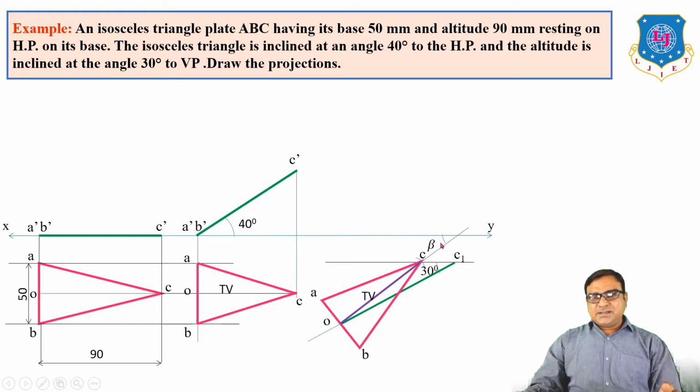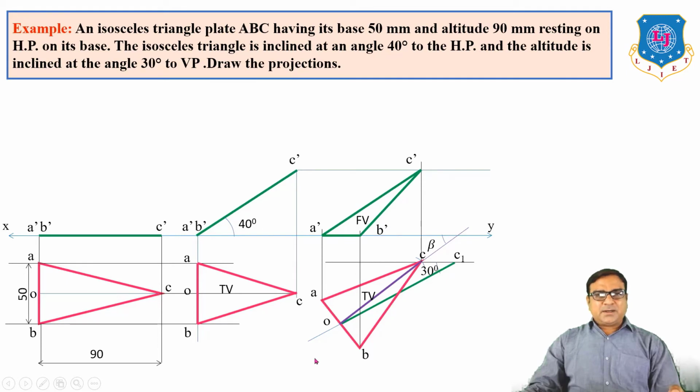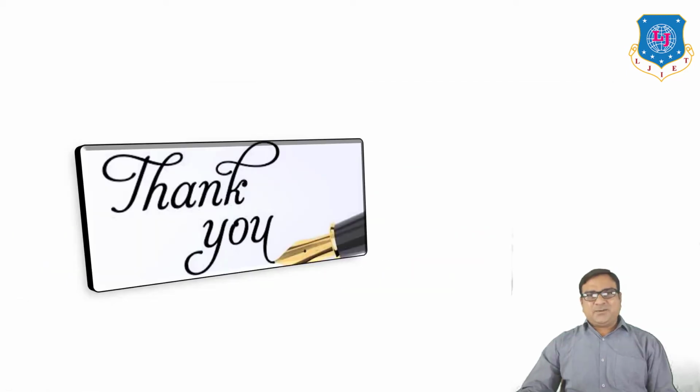When we extend this altitude, we will get the apparent angle beta. Here beta is always greater than 30 degrees. Now to obtain the front view, we have to draw vertical and horizontal projection lines to get A dash, B dash, C dash and join them. We will get the final front view and top view of the required conditions. Okay, thank you very much.